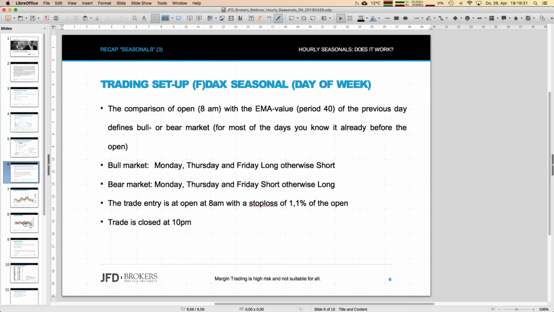And I don't care really about it. It's more to separate the one from the other. And that separation is done by looking whether the open is above or below that EMA. And in case we are above, then on 3 days, Monday, Thursday, and Friday, we go long. And on the other 2 days, we go for a short trade. And in a bear market, it's exactly the other way around. We open the trade, we have a stop loss for the trade, and if the stop loss has not been reached at 10 p.m. German time, then we close the trade.